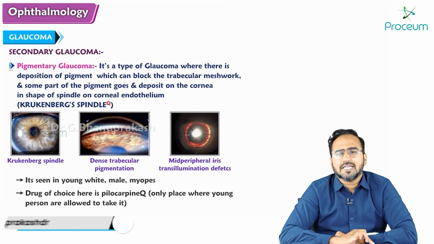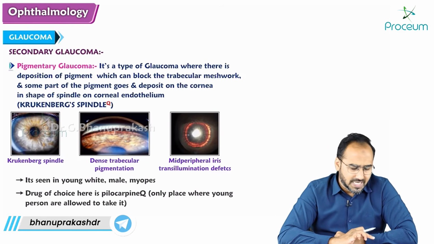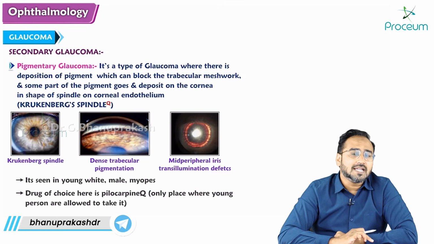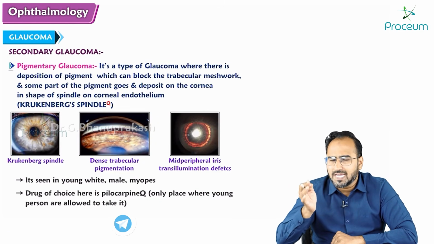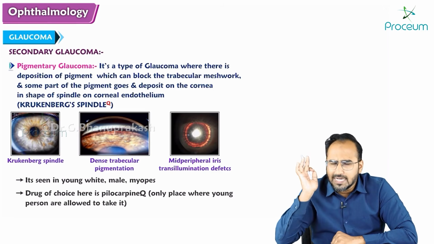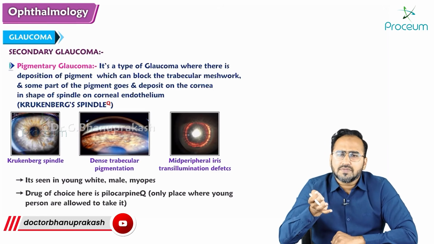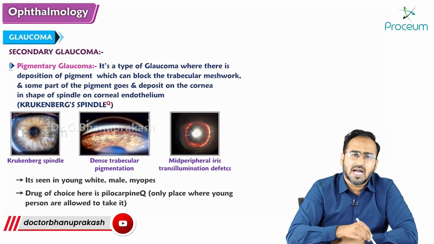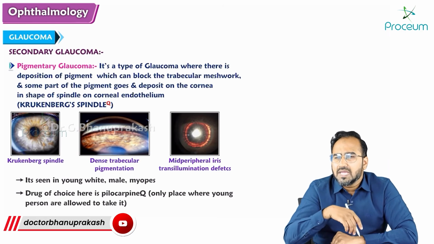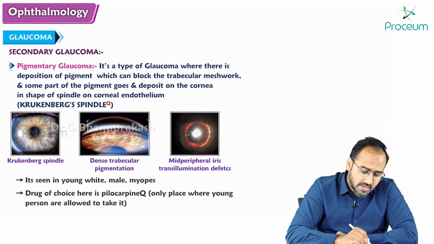Now coming to the next thing, which is called secondary glaucoma. What is meant by the term secondary glaucoma? Glaucoma developing secondarily due to some disorders is called secondary glaucoma. An example of such a disorder is pigmentary glaucoma. Pigmentary glaucoma is a type of glaucoma where there is deposition of pigment.